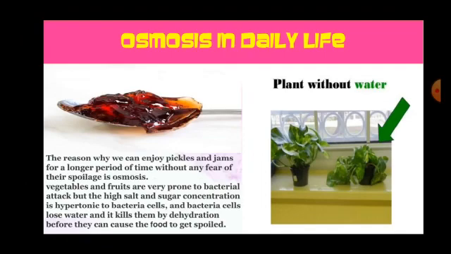But when we put these fruits or vegetables in a very high salt solution or high sugar concentration, this solution becomes hypertonic to bacterial cells. And when bacterial cells enter these solutions, or you can say the pickles or the jams, they lose water, which kills them by dehydration before they can cause any food spoilage. So this is osmosis happening in real life inside your kitchen. Also, you have seen how plants wilt when you do not water them, but when you water them, they spring back into shape, again by the process of osmosis.